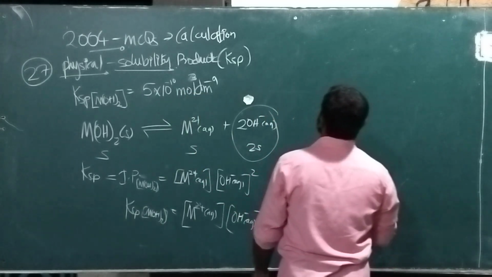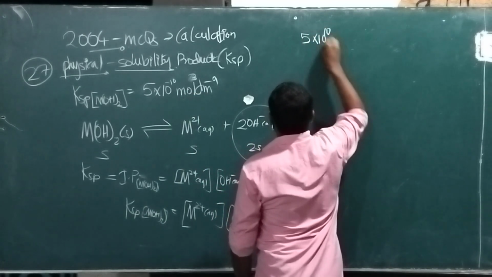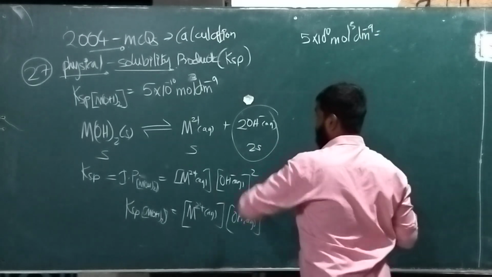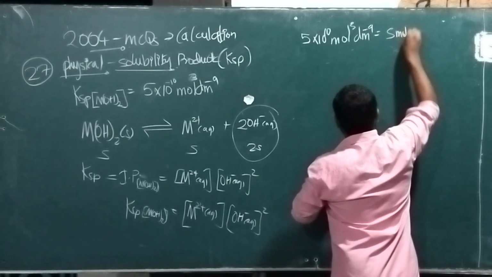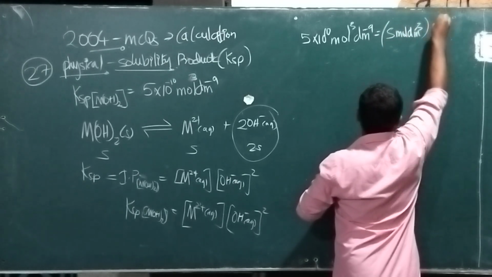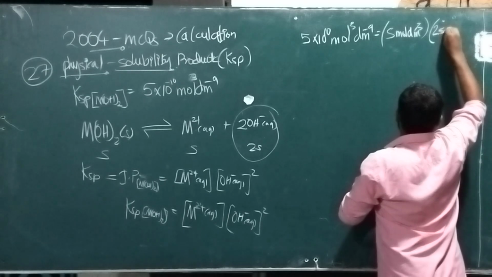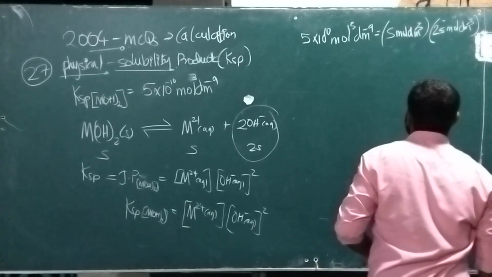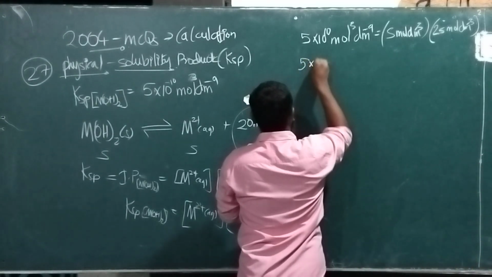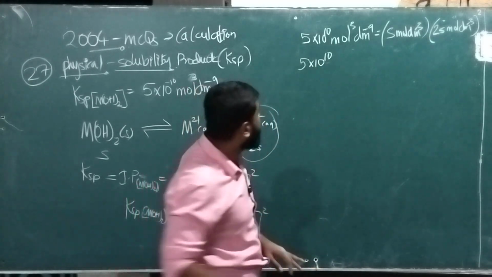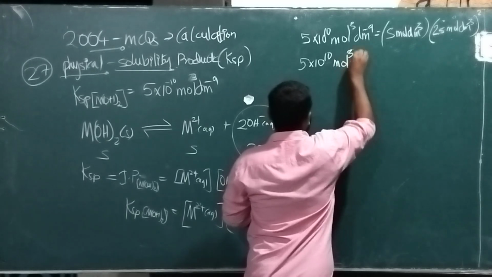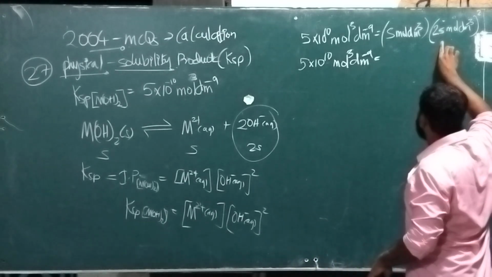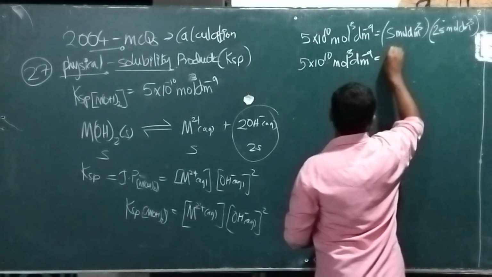So 5 into 10 to the power minus 10 mole cubed decimeter minus 9 is equal to S mole decimeter minus 3 into 2S mole decimeter minus 3, the whole thing squared. So you will get 5 into 10 to the power minus 10 mole cubed decimeter minus 9 is equal to, here 2S squared means 4S squared, and here you have another S, so 4S cubed.